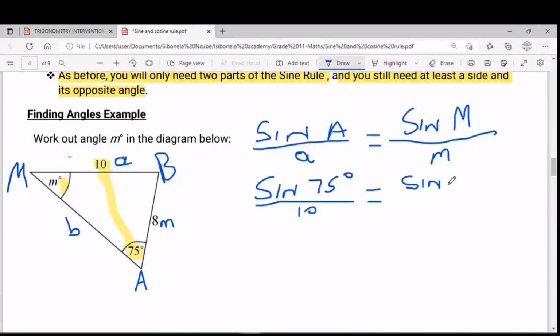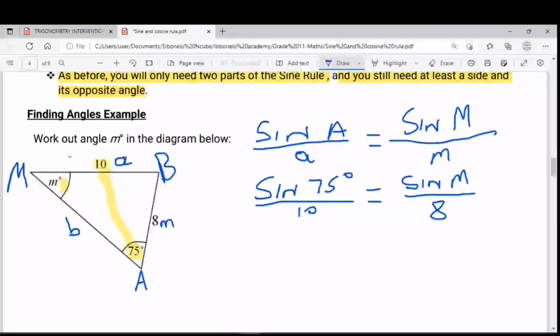Okay, so sine M over, bani? Sine M over small letter M, it's 8 units. Okay, 8 units.